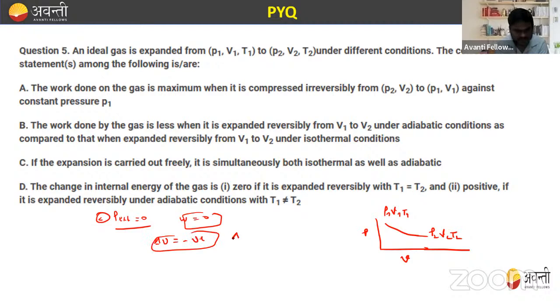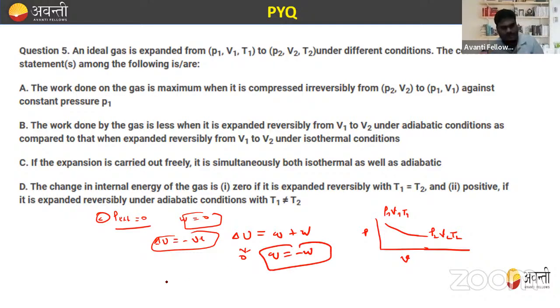Why? Because delta U is nothing but Q plus W. For isothermal, delta U is equal to 0, so Q is equal to minus W. So the work done becomes negative. From this we can say that for this question, options A, B, and C are correct, not D.